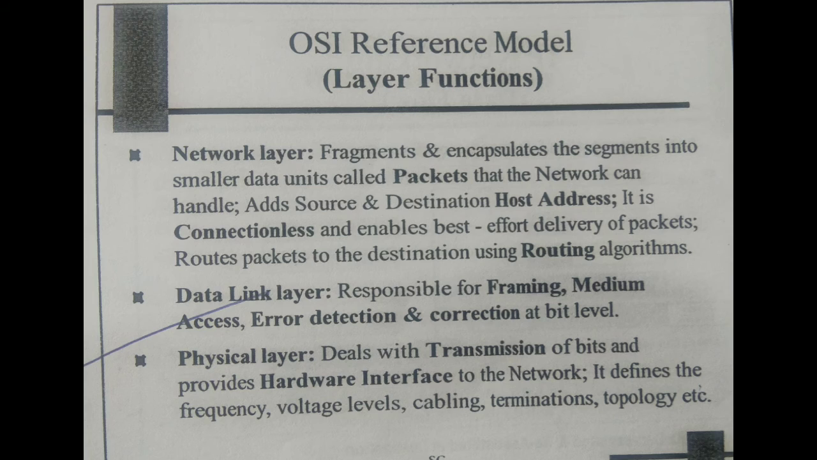Then we have the data link layer, responsible for framing, media access, error detection and correction at bit level. It's very important for error detection and correction in the data link layer. Then we have the physical layer, which deals with the transmission of bits and provides the hardware interface to the network. It defines the basic frequency, voltage levels, cabling, terminal topology, etc. So this is important for the physical connection of the data transmission.